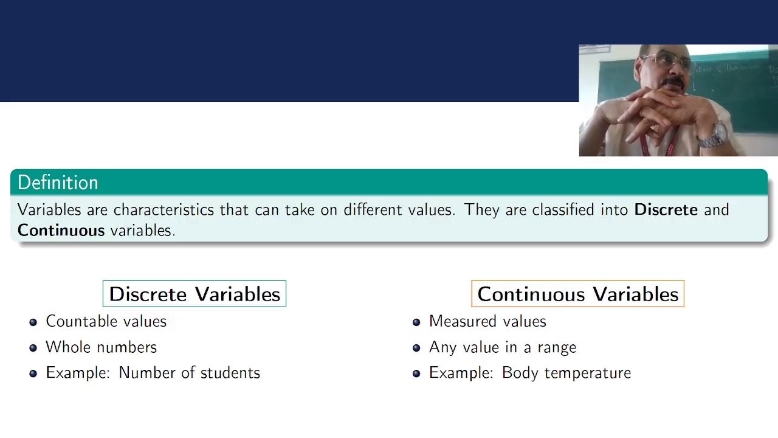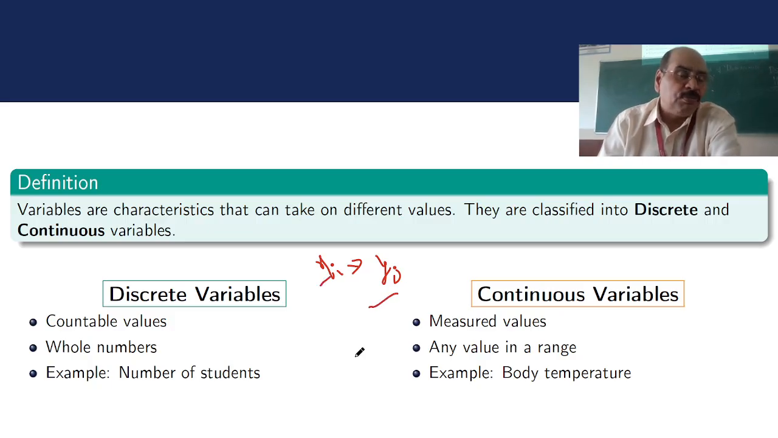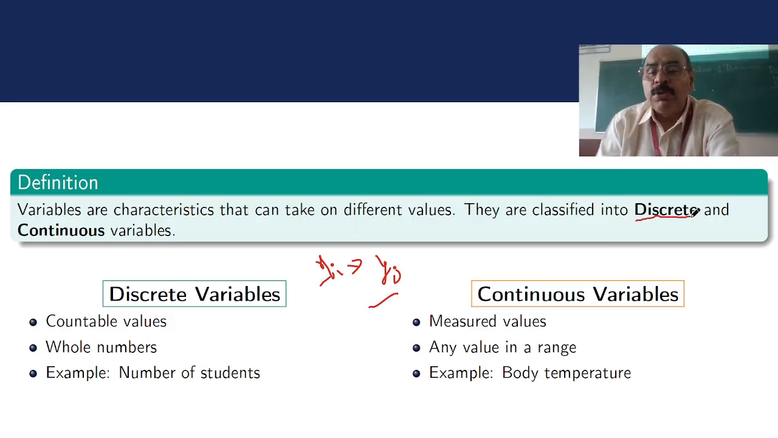It's all numeric here. Okay, so variables are those characteristics which can take different values. I told you already that we have xi giving yi. So this x and y are variables, and we have two types of variables. One is called discrete and the other one is called continuous variables.